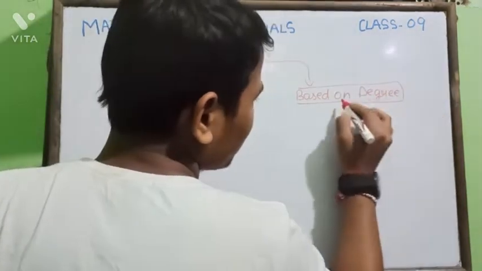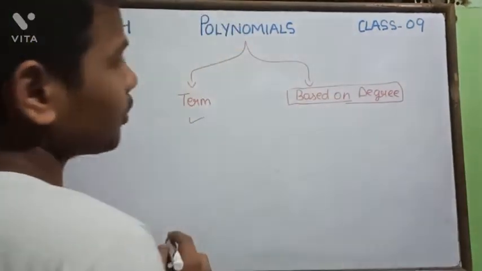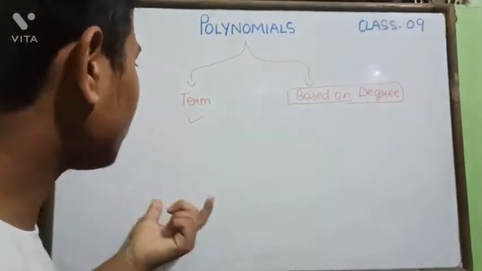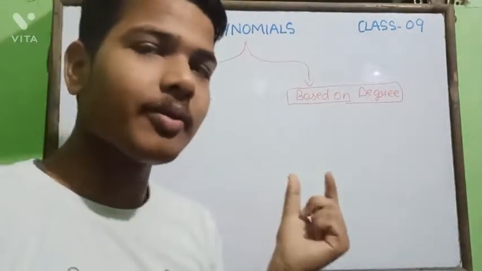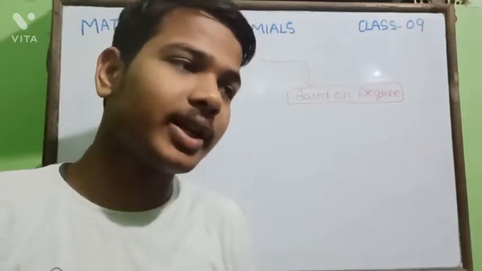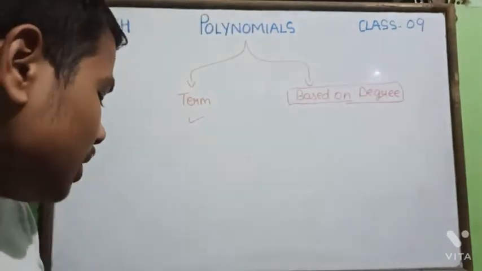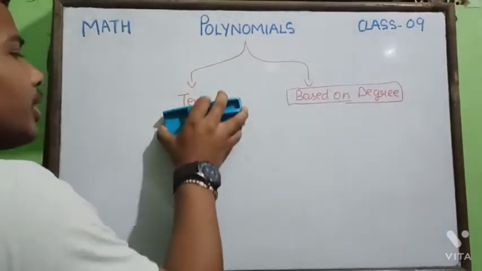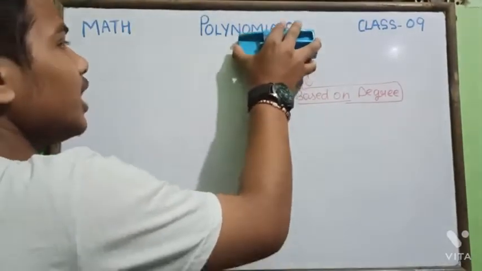Our today's topic is the division of the polynomials based on the degree, and we will go through many terms and how to find whether it is a polynomial or not. We will learn many things. So first of all, we will move on to this topic. Let me write here.